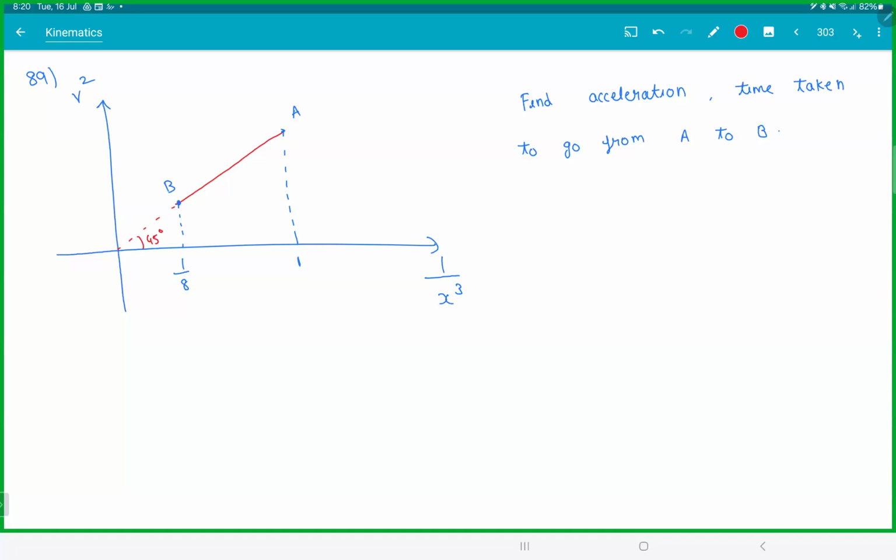Is minus 1 by 2 root x. No, that is wrong, Abhinav. This is a V and x relation that will come. Acceleration A is V dV by dx. Hope you didn't do dV by dx.